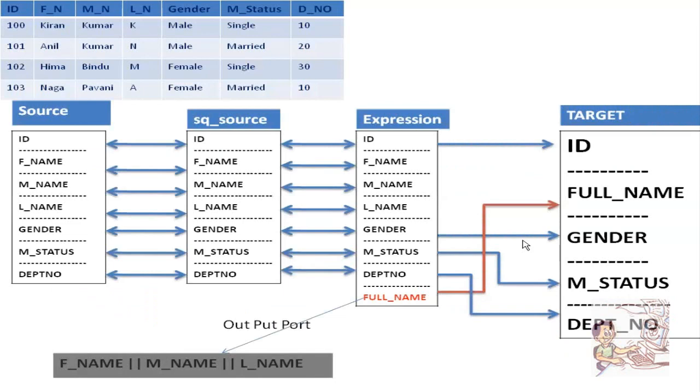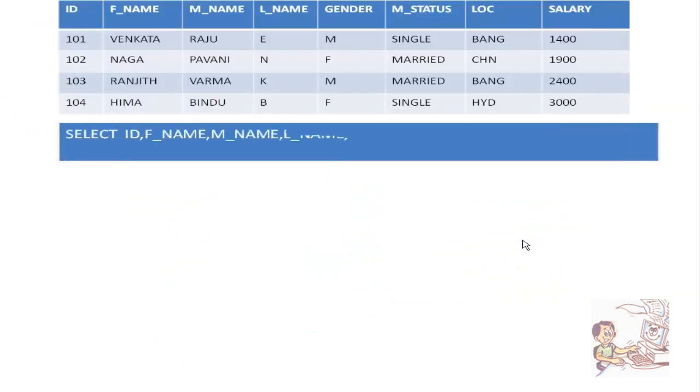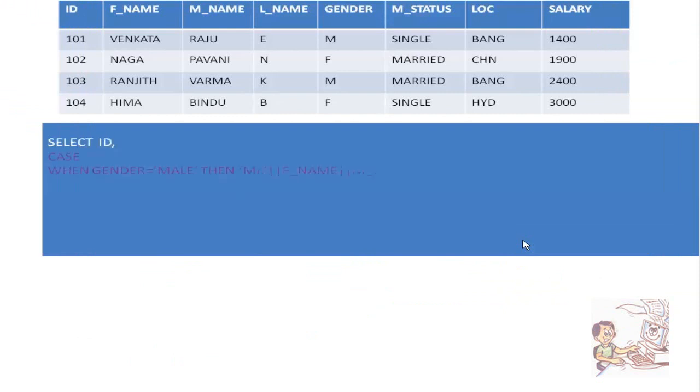If you see the mapping flow, records always, first record will come from source to source qualifier. In source qualifier, I have a full name column. The condition is Kiran Kumar K, concatenation of first name. So this record will go to next level and will be inserted into target table. Suppose if it is your database, if you are writing select ID, first name, all these columns, you will get the 4 records, right? Suppose if you are writing queries like this, select ID, case when gender equal to male, then Mr. concatenation first name, middle name, last name. I can write queries like this, right? Agree? Some case statements I am writing.